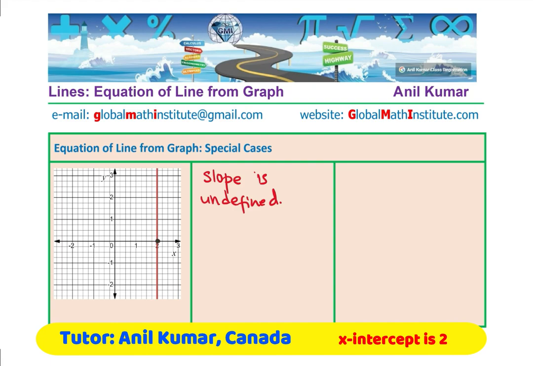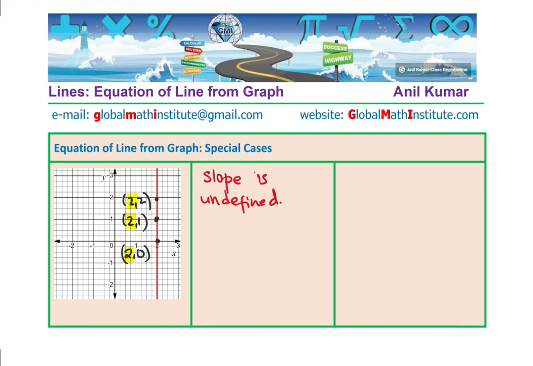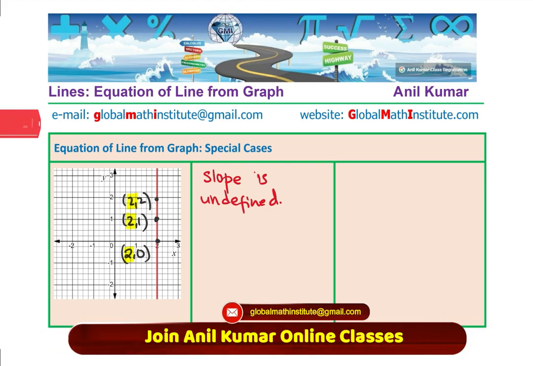If I see this point, it is at x value of 2, y value of 0. Another point, x value of 2, y value of 1. Another point, x value of 2, y value of 2. What do you notice here? Something common: the x coordinate value is just 2. A vertical line has undefined slope. You can consider any two points, you will get that result.